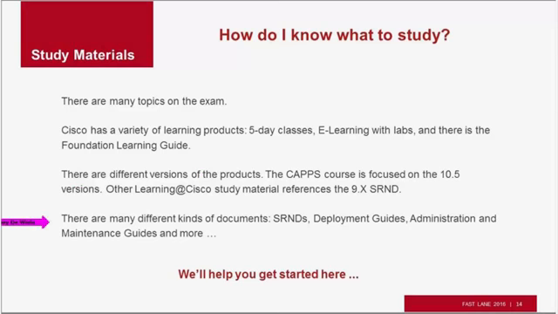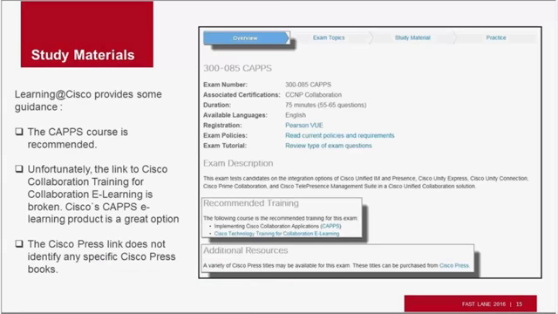There are also many different kinds of documents that you could potentially be looking at. In addition to the Cisco Learning Training products, there are SR&Ds, deployment guides, administration and maintenance guides, and more. Okay, and we'll help you get started here. We'll try and explain what some of these options are.